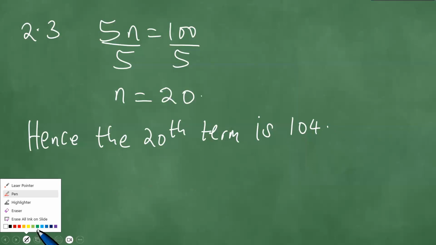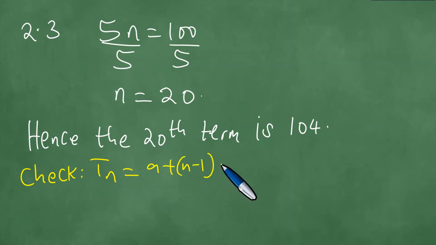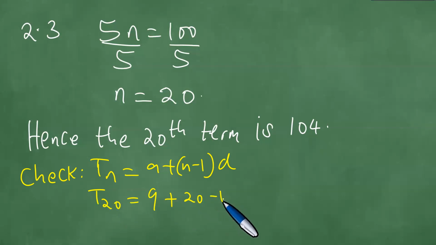But like I said before, one can quickly do a check. We can find term number 20 and determine if it is 104. So we're going to use Tn. Which means the first term. What is the first term? It's 9. And then it's the 20th term, meaning wherever there is n, you put 20. The common difference, what did you get the common difference to be? We got it to be 5.